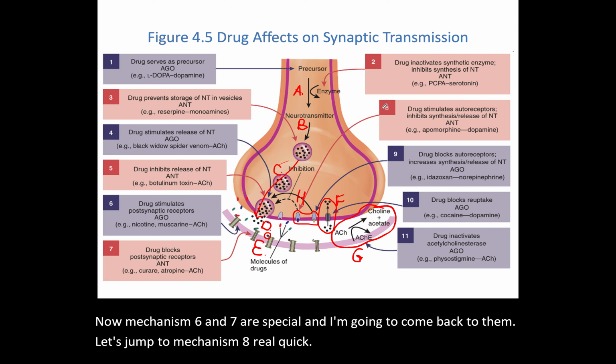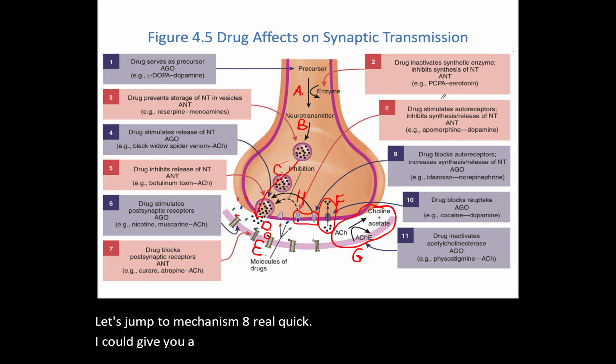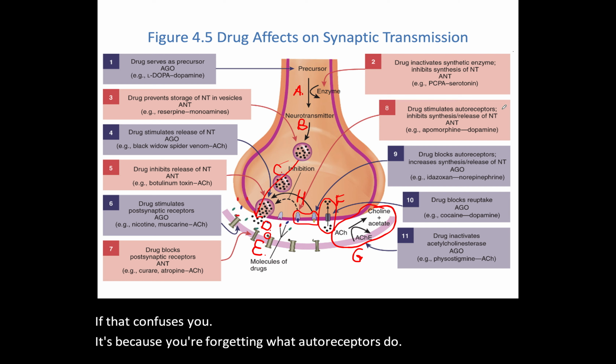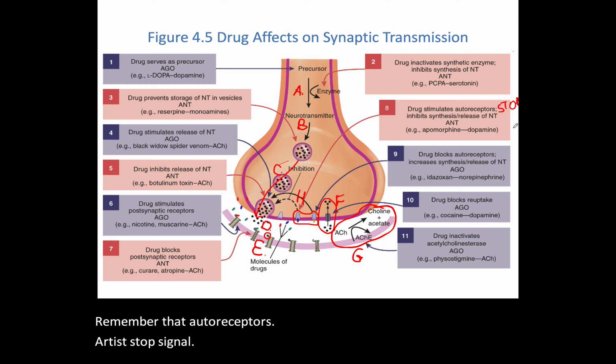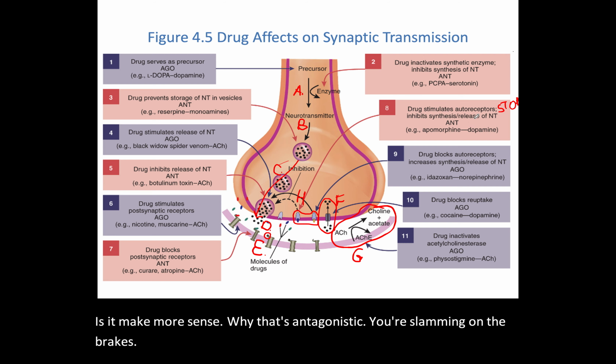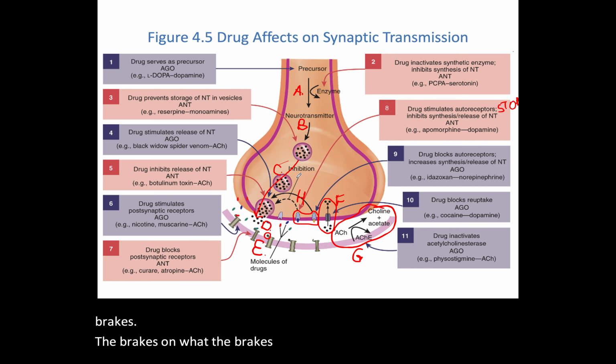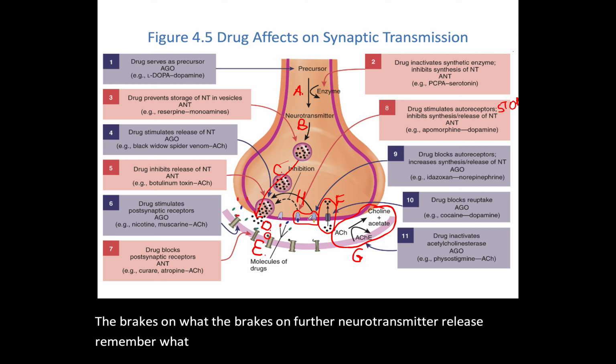Mechanism 8. I could give you a drug that stimulates your autoreceptor. This is antagonistic. If that confuses you, it's because you're forgetting what autoreceptors do. Remember that autoreceptors are a stop signal. So if I stimulate the stop signal, does it make more sense why that's antagonistic? You're slamming on the brakes. The brakes on what? The brakes on further neurotransmitter release. Remember what autoreceptors did in stage H.